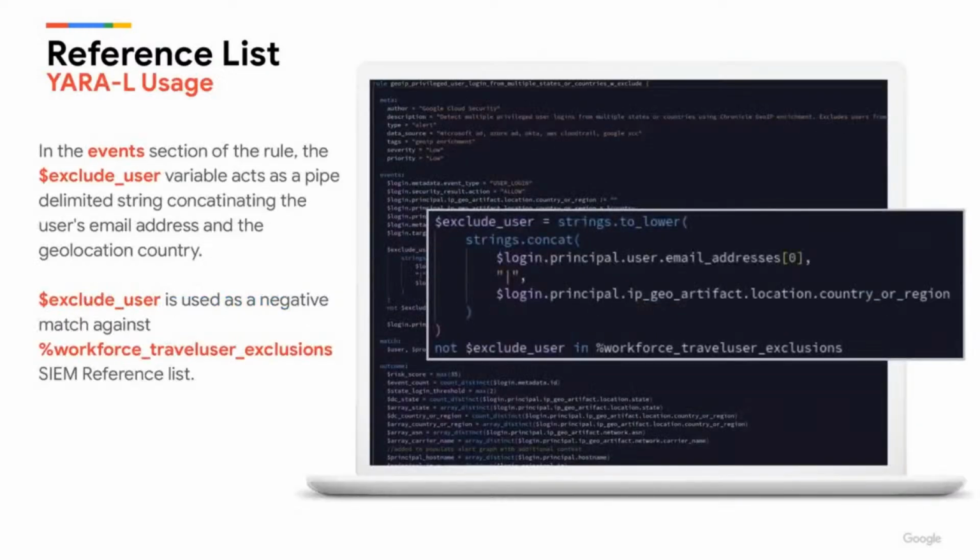Now, let's refine the YARA-L rule to account for those traveling users. This involves a little bit of crafty engineering. We'll start by creating a variable called exclude user. The variable is a join of the user's email address and their geolocation country, all converted to lowercase. Next, we'll take that string and perform a negative string match against that reference list. And that really tells our rule, if this user's on a business trip, let's not bother the SOC with alerts.